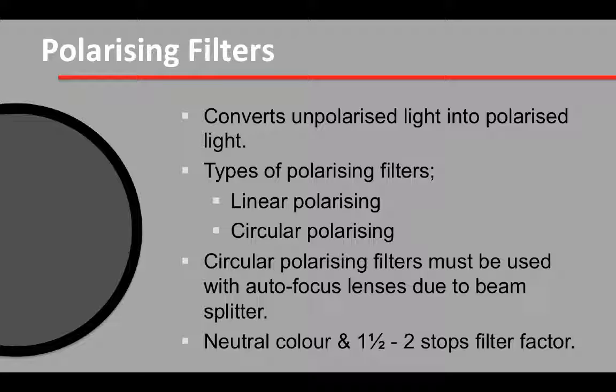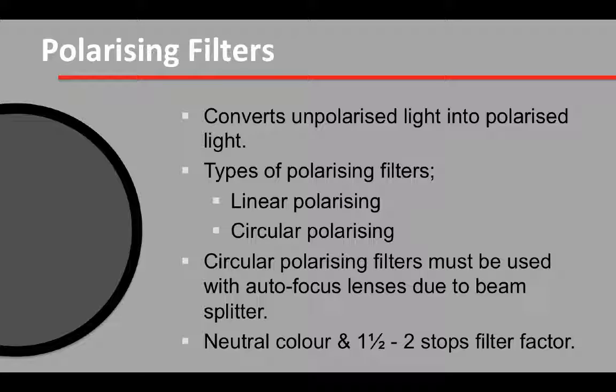The circular polarizing filters must be used with modern cameras with autofocus, and certainly modern TTL or through-the-lens metering systems need circular polarizing filters, and I'll explain why that is in a moment. Polarizing filters are neutral in color. They don't have any color bias. But they do have a density, equivalent to about 1.5 to 2 stops. So you lose 1.5 or 2 stops of exposure through the density of the polarizing filter.